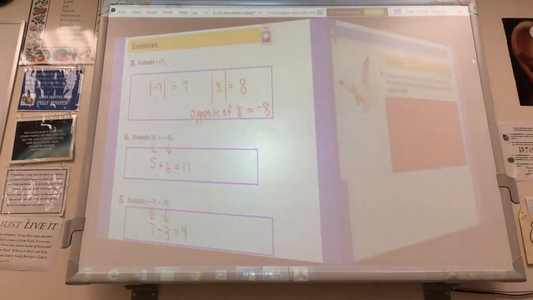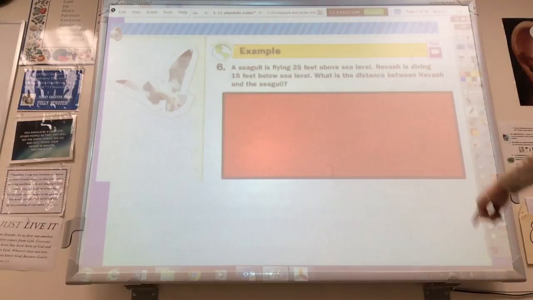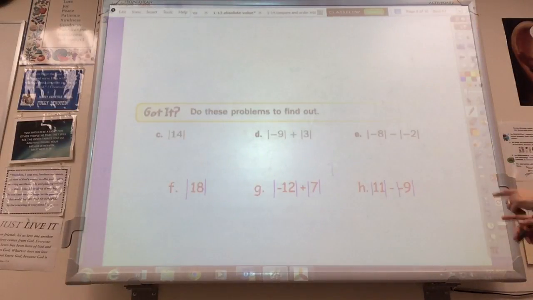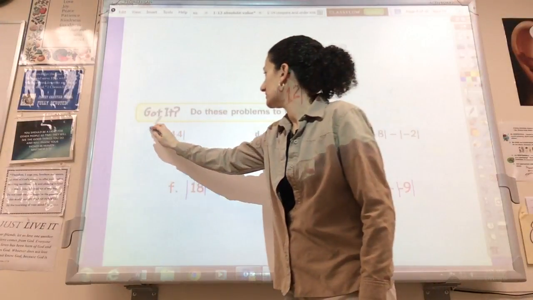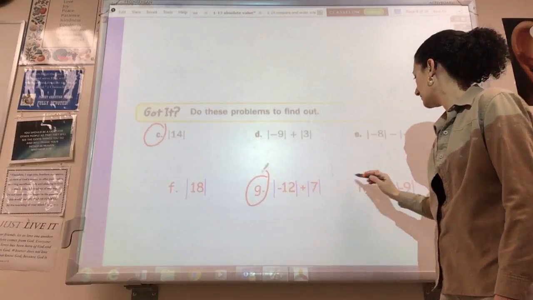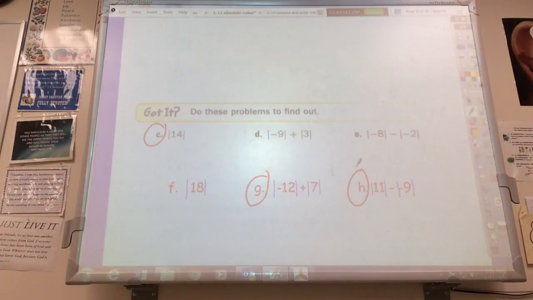Why don't you try a couple? Oh, actually, one more real-life example for you. In fact, let's do this tomorrow in class. I want you to try a couple of absolute value problems. Why don't you try letter C and do letter G and letter H for now, and then pause the video, unpause when you're finished, and we'll go over them.